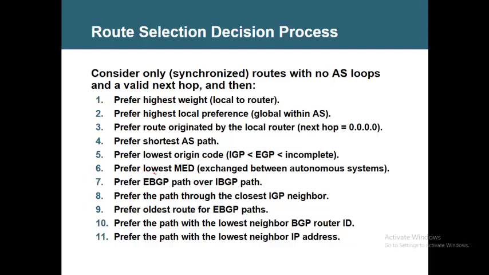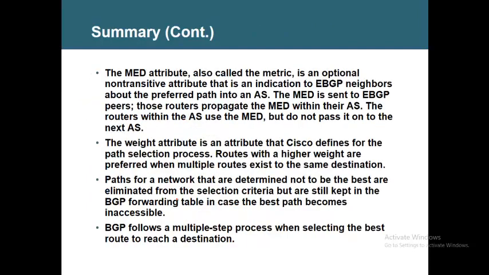Local preference: this is for a single route, this is for multiple routes. This is local origin, and then AS path, and then origin code, and then MED, and then EBGP or IBGP, and then the closest IGP cost, oldest EBGP path, lowest neighbor router ID, and then the IP address. If you ask me, I can tell you without saying. You want me to tell? I'll tell you.